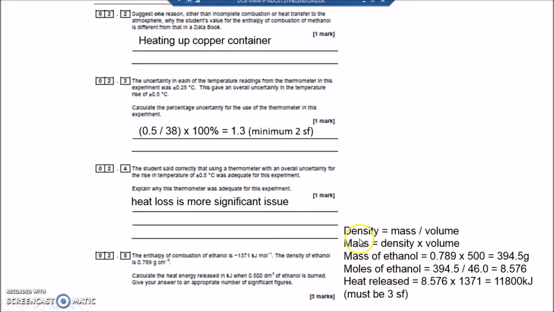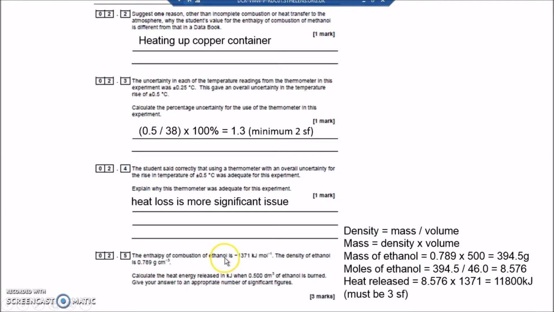So density is mass divided by volume, so mass is density multiplied by volume. The mass of the ethanol is 0.789. Now, the density is in centimetre cubed, so we need to turn decimetre cubed into centimetre cubed. Going from a larger unit down to a smaller unit, like decimetre cubed to centimetre cubed, you multiply by 1,000. So 0.5 multiplied by 1,000 is 500. So density multiplied by 500 centimetre cubed is 394.5 grams. That's the mass of ethanol.